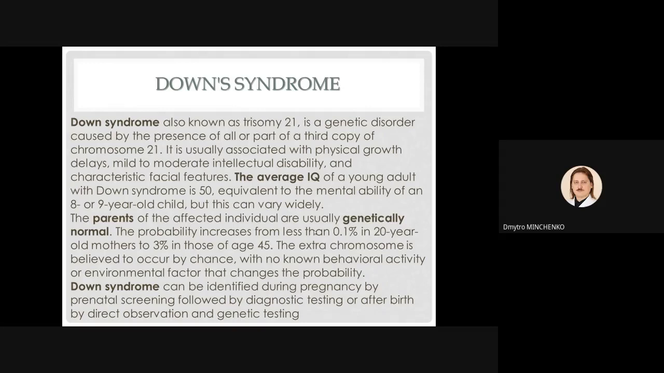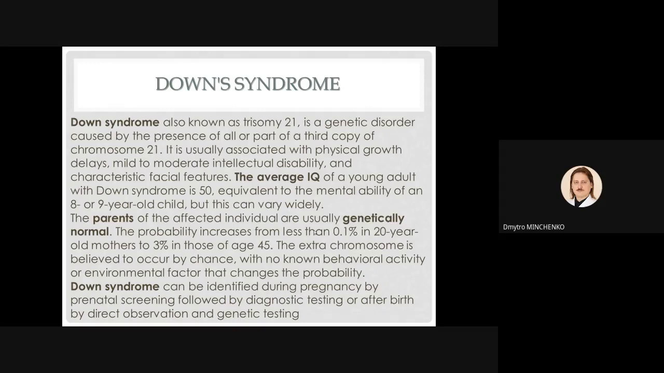It's a genetic disorder caused by the presence of all or part of a third copy of chromosome 21, usually associated with physical growth delay, mild to moderate intellectual disability, and characteristic facial features. The average IQ of a young adult with Down syndrome is about 50, equivalent to the mental ability of an 8 or 9-year-old child, but this can vary widely. The parents of the affected individual are usually genetically normal.